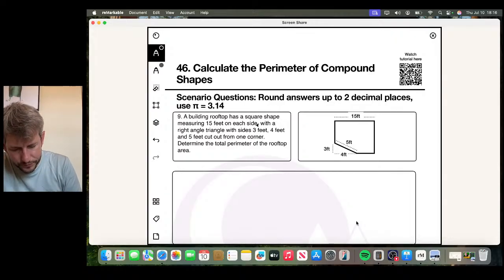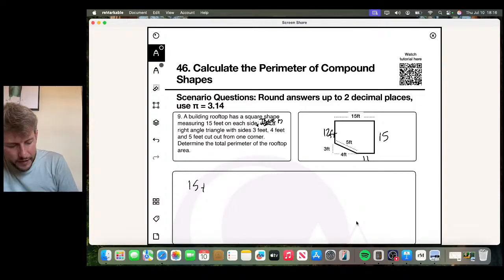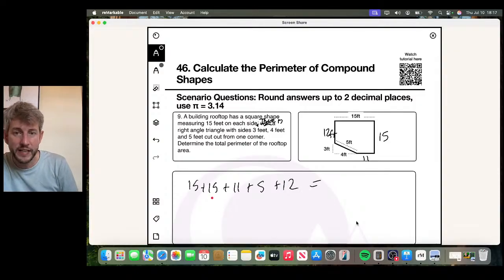So let's work this out. That's 15, that's 15. If this is 4 feet, that means this bit will be 11 feet. If this bit is 15 feet and this is 3 feet, this bit will be 12 feet. So the perimeter is going to be 15, add 15, add the 11, add the 5, add the 12. 15 add 15 is 30, add 11 is 41, add the 5 takes us to 46, and add the 12 takes us to 58 feet.